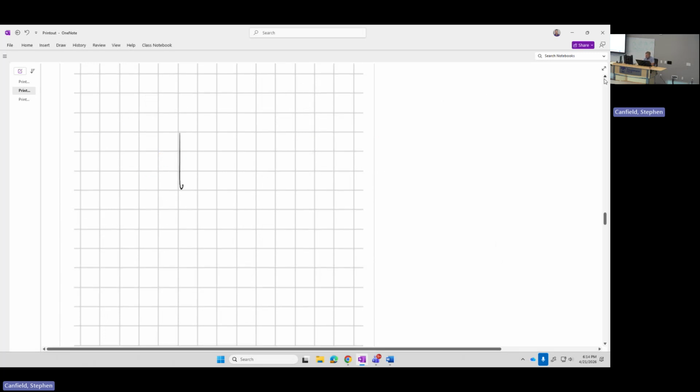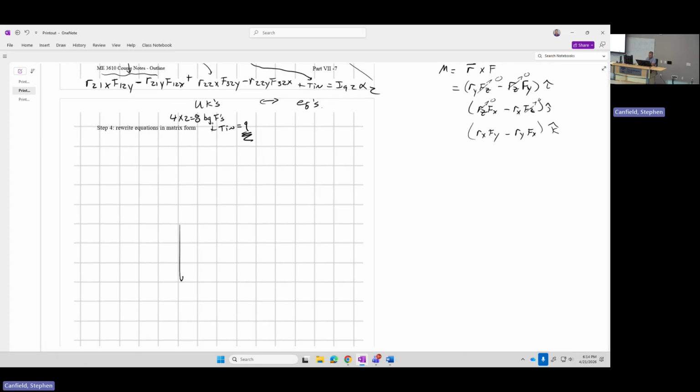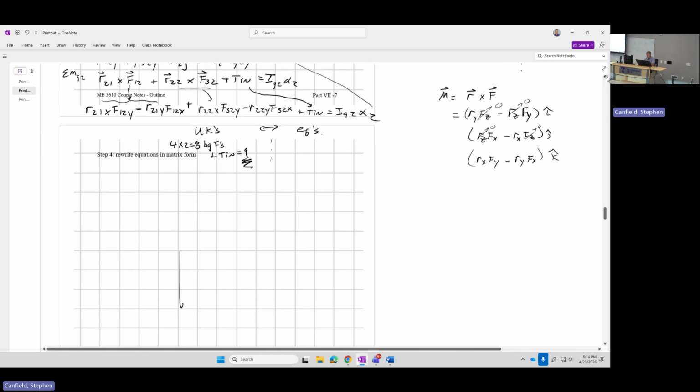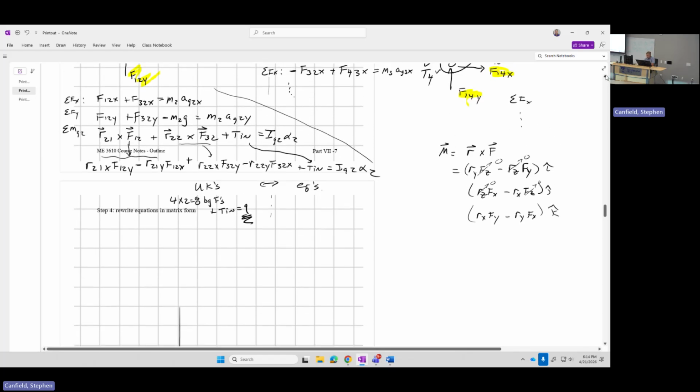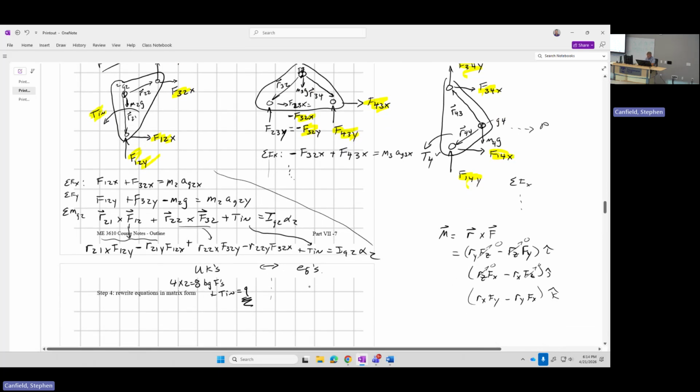Okay, so that's going to give us 8 bearing forces plus 1 input, or 9 unknowns. Okay, now what about equations? Where do the equations come from? They come from the free body diagrams. There are 3 for each free body diagram and 3 free body diagrams. So I get 3 equations per free body diagram times 3 free body diagrams, which is also 9. It works, okay? So you got to work that out.